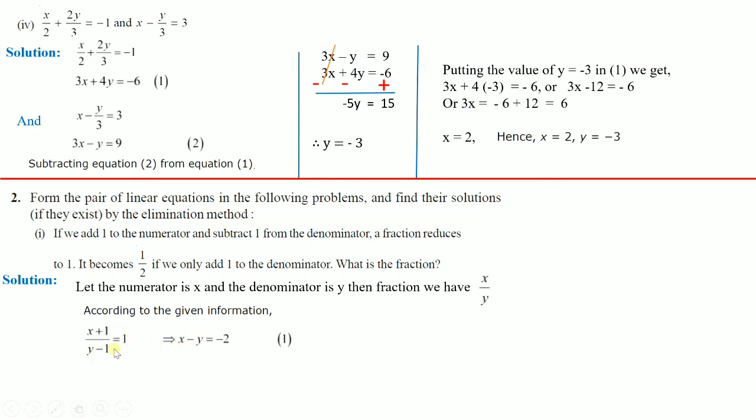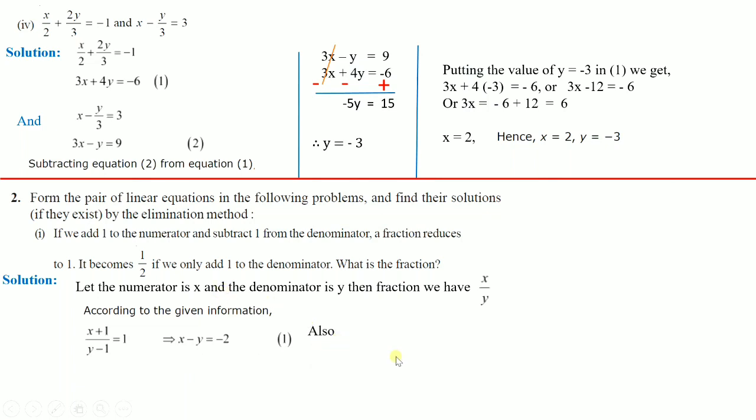Cross multiplication: x plus 1 into y minus 1. So we have taken y to the left-hand side and then minus 1, and then this minus 1 becomes minus 2. So this is equation number 1. Let us proceed towards the next.